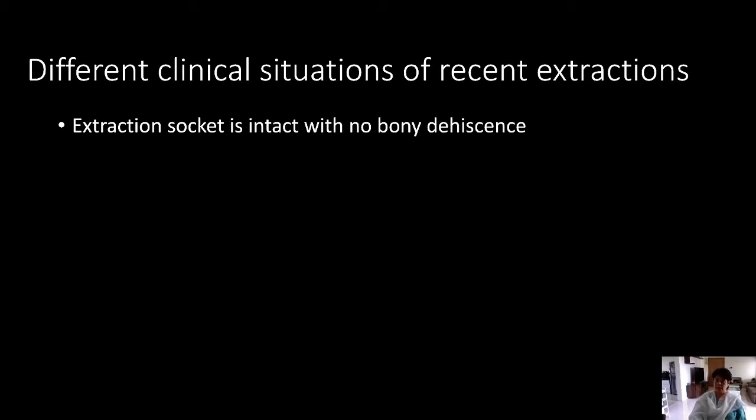When the extraction socket is intact with no bony dehiscence, you either place an immediate implant, or if you do not place an immediate implant and wait for the entire socket to heal, that's about 4 to 4.5 months, even at that point of time the resorption will not be in an advanced state. But then we also come across situations where we need consideration.